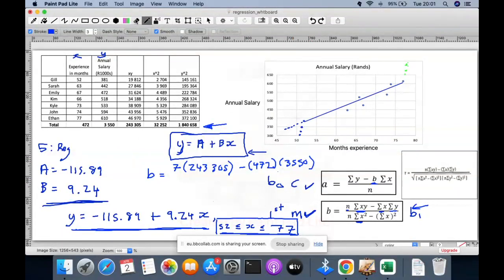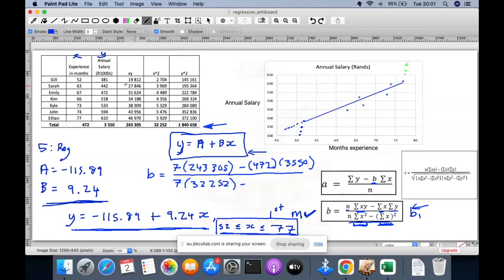And then all divided by n. This is now going to do the denominator. I know it's long, but that's why you get a lot of marks for it, because you can show your working. Sum x squared, which is 32,252, minus, now the last part, this part here is not the same as this.